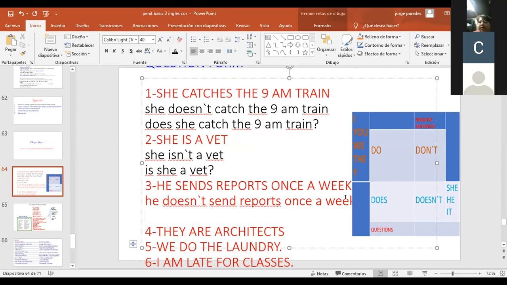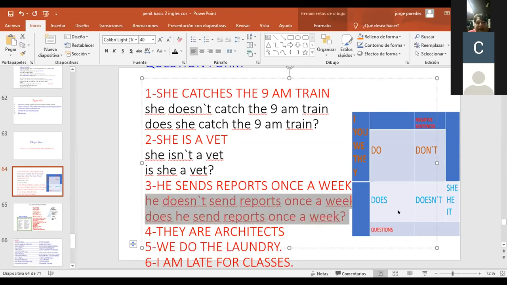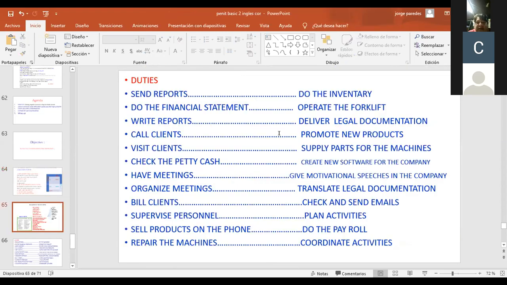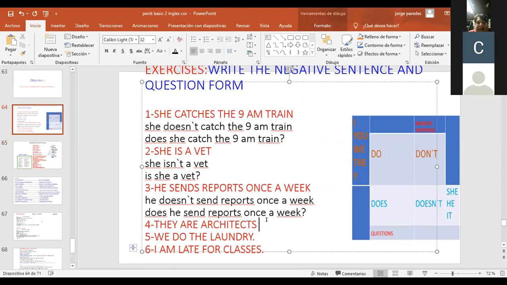Next one, okay? Catherine Lozano. Question. Does he send reports once a week? Excellent. That's correct. Once a week. And question mark. Thank you, Catherine. And then we have the different response. Vamos a ponerlo un poco más pequeño para que nos quepa. Okay, here we go.